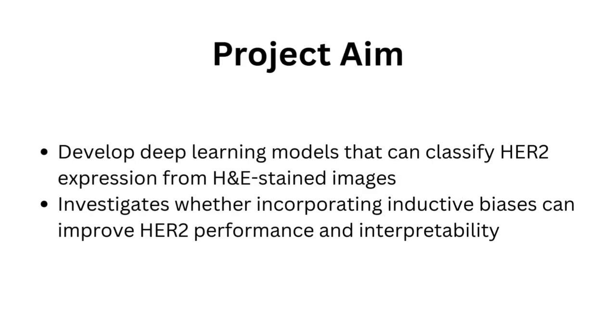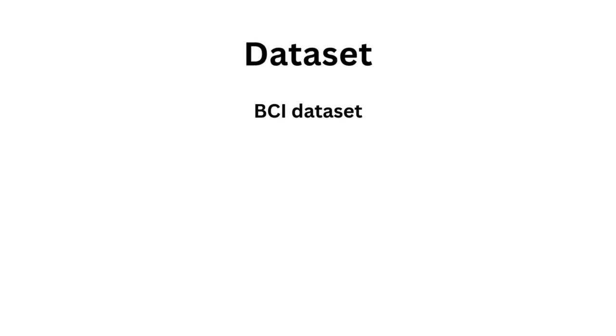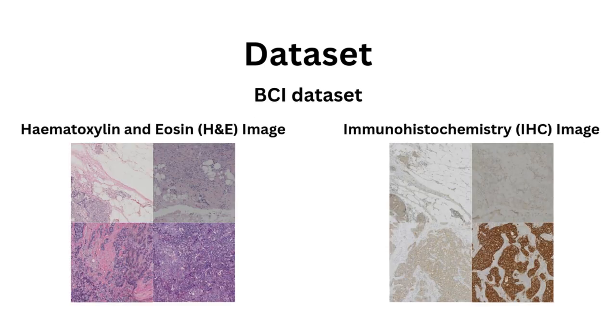The goal of this project is to build deep learning models that can classify HER2 levels from H&E stained tissue images and help us understand how the model makes its decisions. The key research question is whether including domain-specific inductive biases can enhance prediction accuracy. The dataset used in this project is the BCI dataset, which contains paired whole H&E and IHC images.